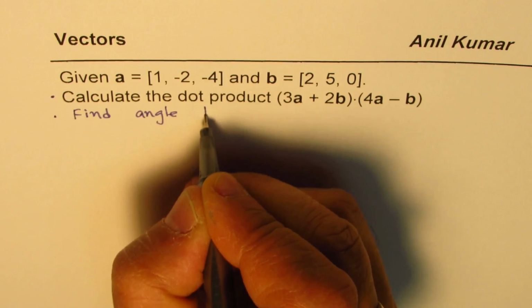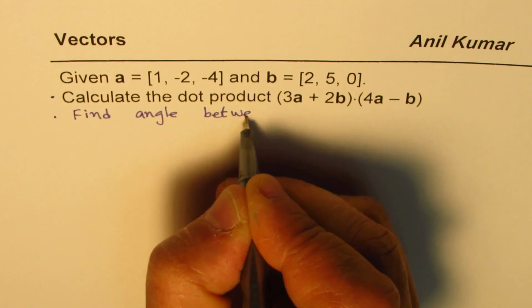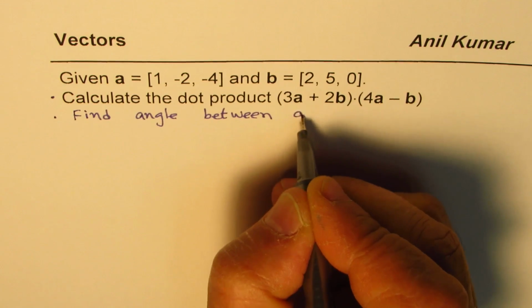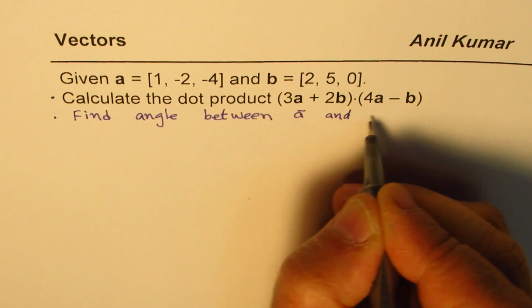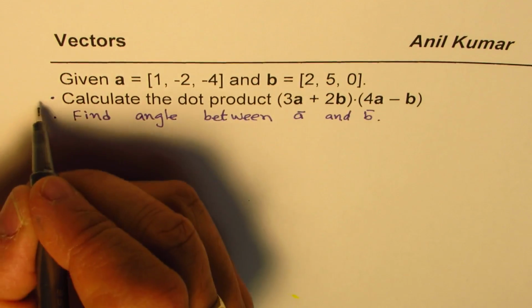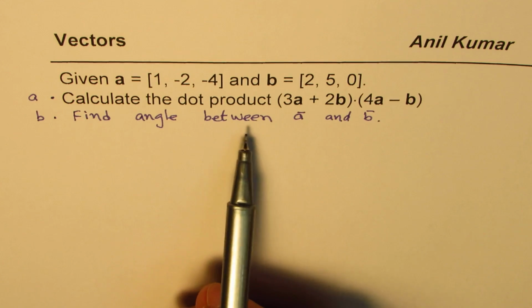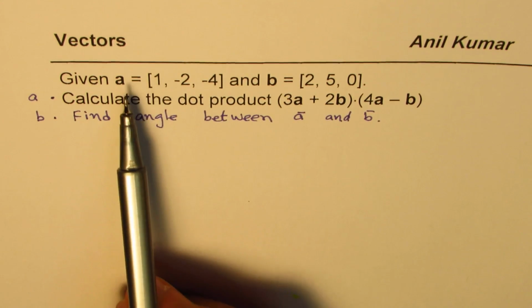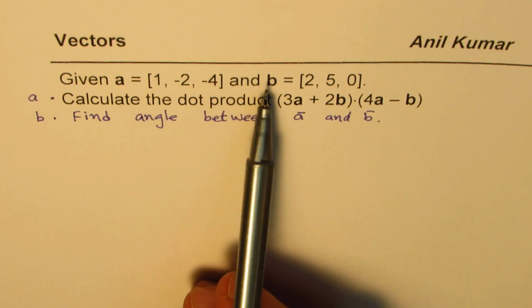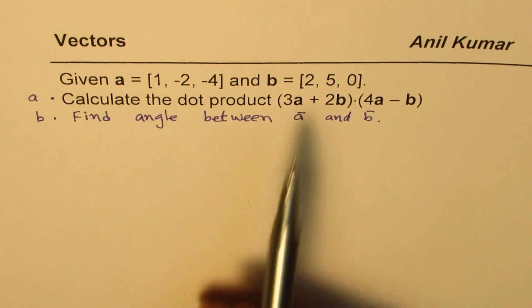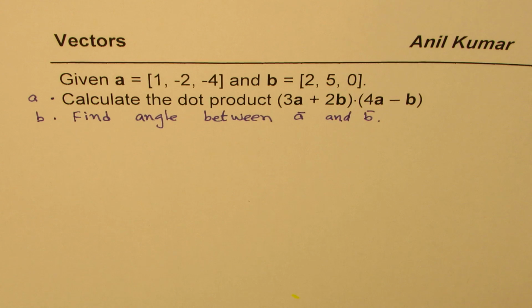angle between vectors A and B, right? So if I add this part, let's say this is A and this is B, in that case, it may be worthwhile to first find their angles and then go for the dot product. Let me explain you how. That's the whole idea, right? So we'll take our time to solve this question.